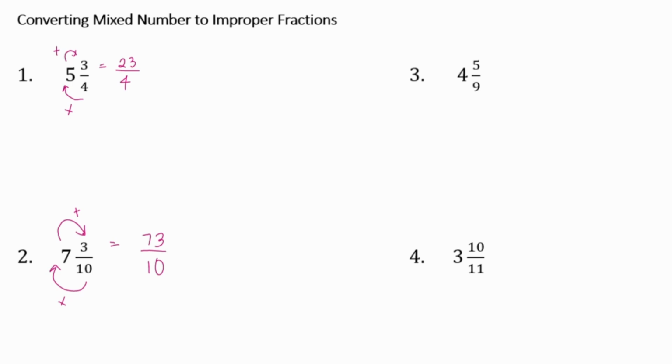For number 3, we have 4 and 5/9. So we are first going to multiply 9 and 4. 9 times 4 gives us 36. 36 add 5 gives us 41. So our numerator is 41 and our denominator will be 9. Number 4 is 3 and 10/11. So first we are going to multiply 11 times 3, which gives us 33. And then 33 plus 10 gives us 43. So this will be 43 over 11.